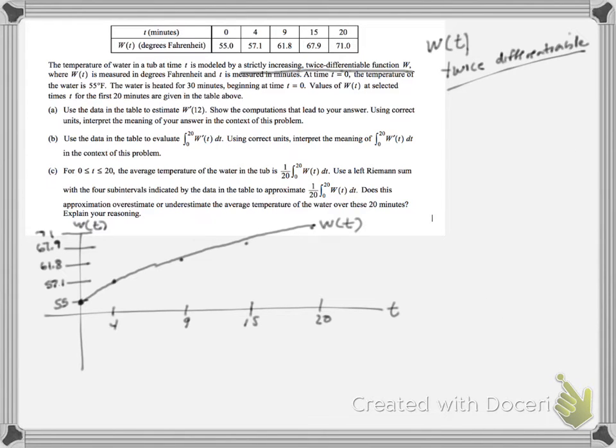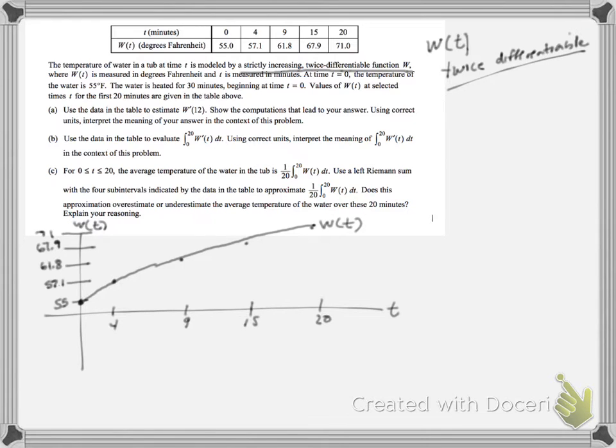Okay, A says use the data in the table to estimate W prime of 12. Show the computations that lead to your answer. Using correct units, interpret the meaning of your answer in the context of this problem. So we're talking about temperature of water in the tub for this problem. So what we need to do is estimate the derivative at 12. So the only way I can estimate the derivative at 12 without a function is to use the slope.